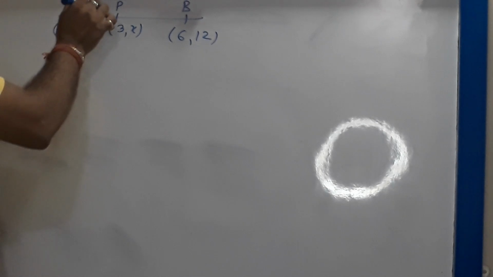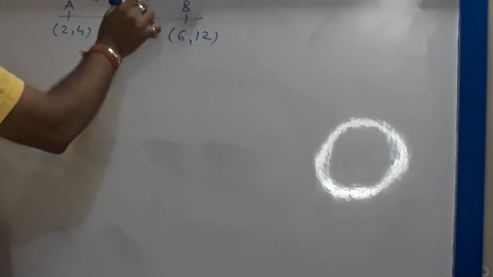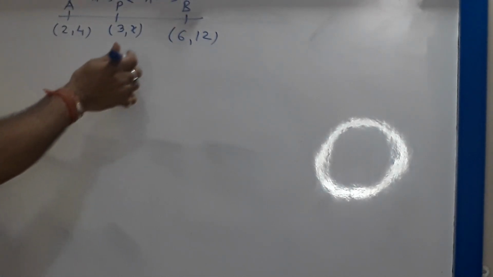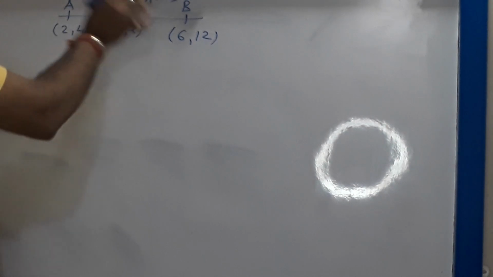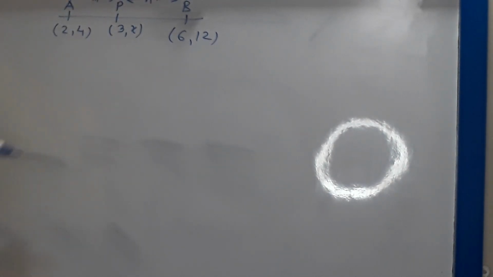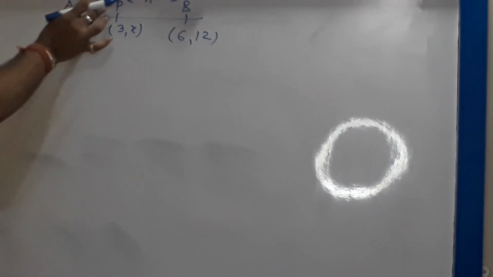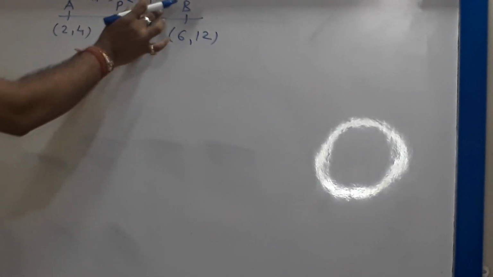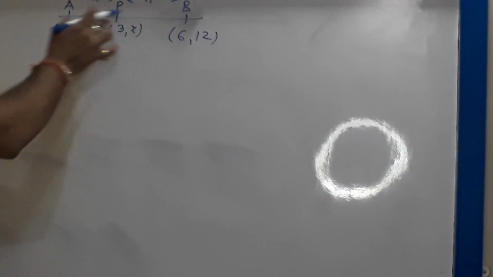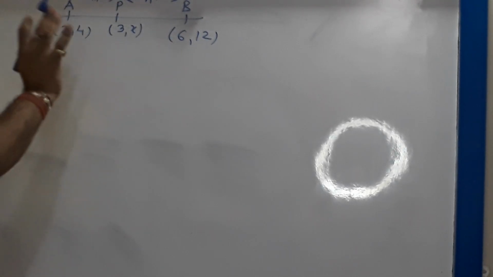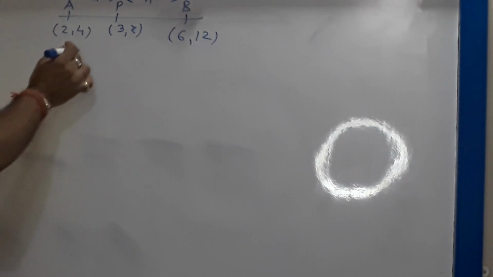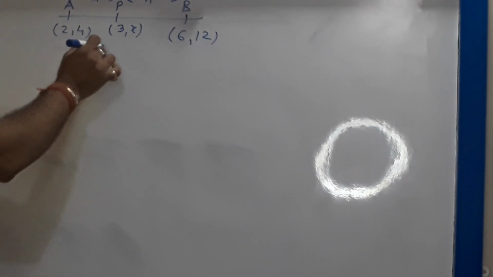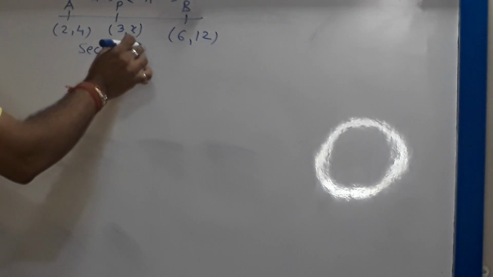So we take the ratio m:n. In some textbooks they take k:1, but you can take m:n, no problem. So this part is m, this part is n. P divides AB internally in the ratio m:n. Not necessary that P is a midpoint. So we apply the section formula.